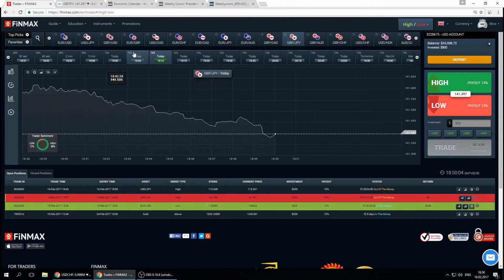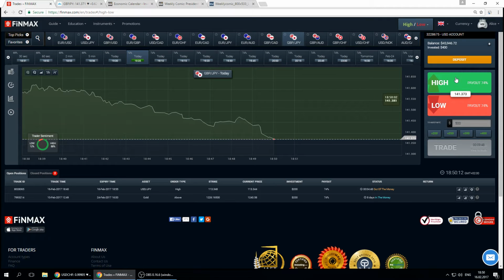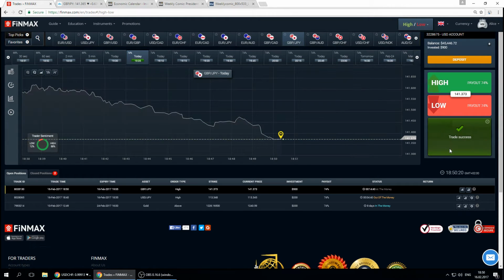So right now it will be 4. As we see, the first one expired in the money, the second out of the money. So I need to cover the second one and open the second trade. That's what I'm planning to do right now.